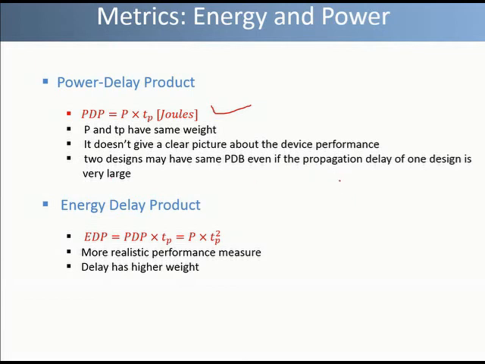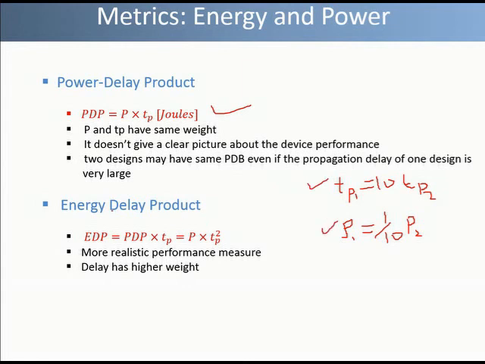For example, if the propagation delay of one design is equal to 10 times the propagation delay of the other design, and its power is, let's suppose, 1/10 of the power consumption of the other design, then these two designs may have the same power delay product. It means that just looking at the power delay product we cannot get a precise picture about the performance in terms of propagation delay of the design.